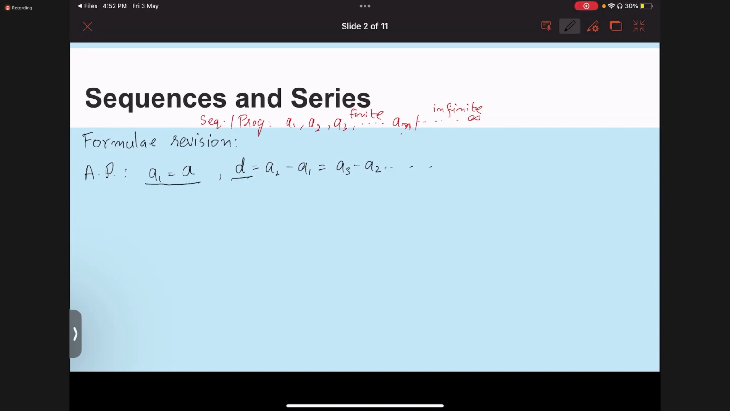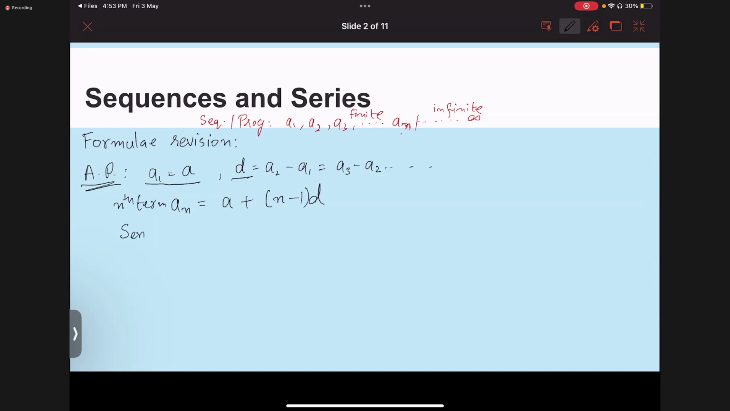These two are the terms that we are required to know. If we know our A1, the first term, and the common difference, then we can easily find the nth term for AP. The nth term An is going to be equal to a plus (n minus 1) d. So this is how we find any nth term for your arithmetic progression.